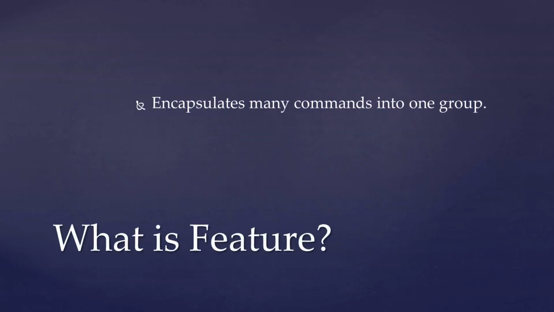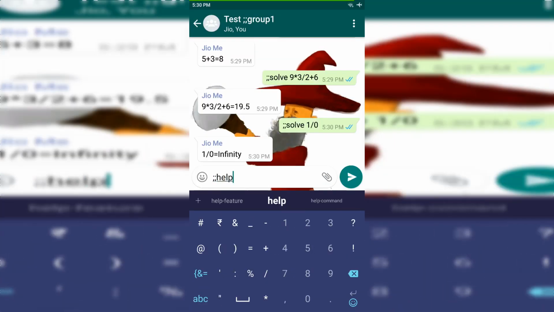Feature. A feature encapsulates many commands into one group. What that means is, feature acts as a group for many different commands. For example, if we want to make voting in our bot, there will be commands like start vote, vote, end vote, show vote results. So we can group all these commands into one group called voting. This is what feature is. So the solve command we just saw belongs to the math feature.